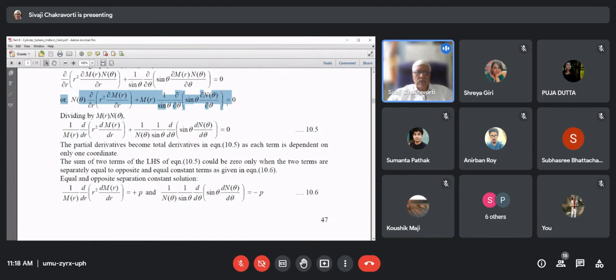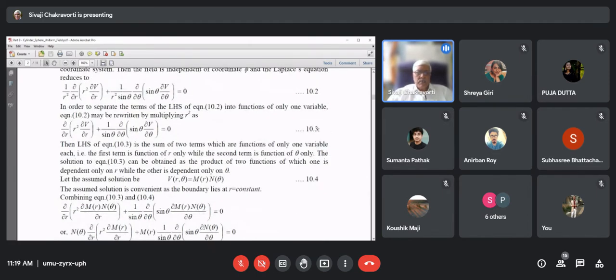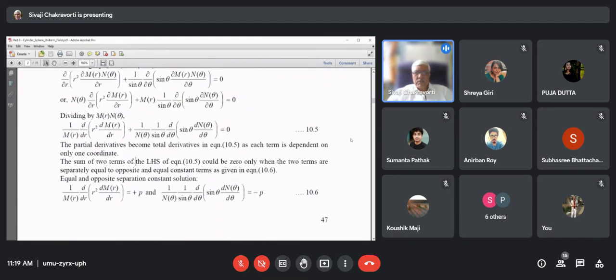Now why I did this? Because this equation 10.3, it also involved r and theta, but still this V, the electric potential, is a function of r and theta. Whereas in equation 10.5, the functional variables M(r) and N(theta) are functions of a single variable. So now here I have two terms, A plus B is equal to 0, where A is function of r, B is function of theta. So there is no interdependence.